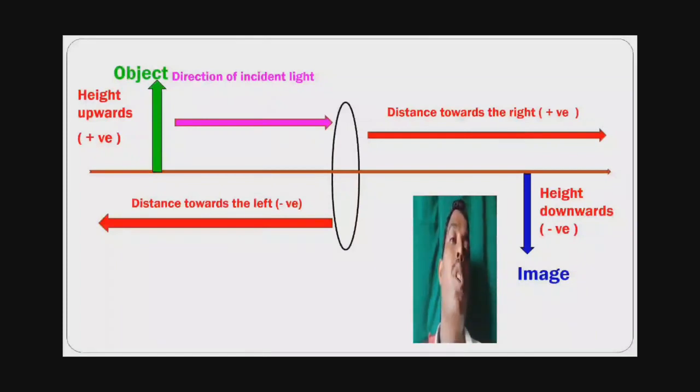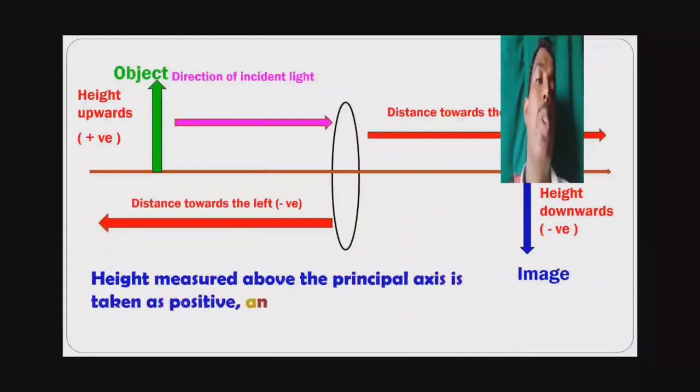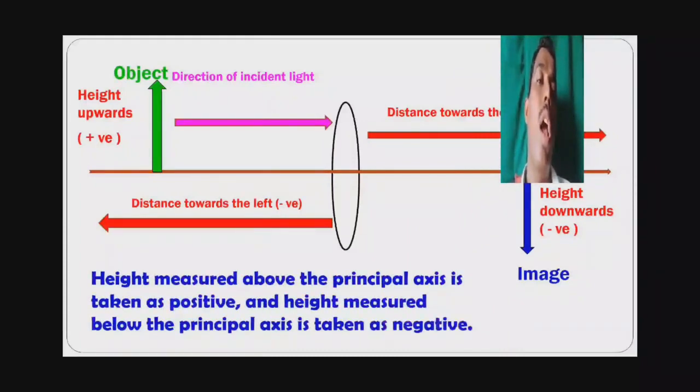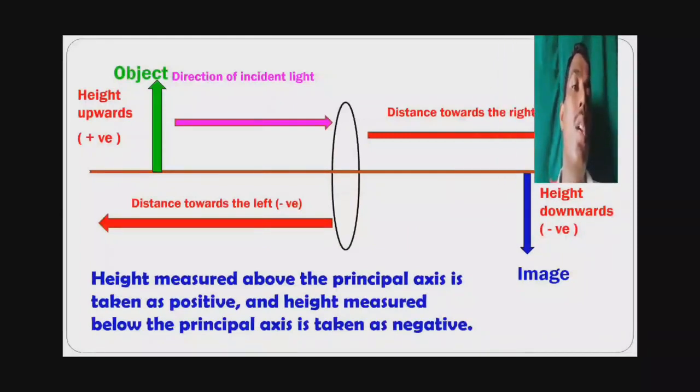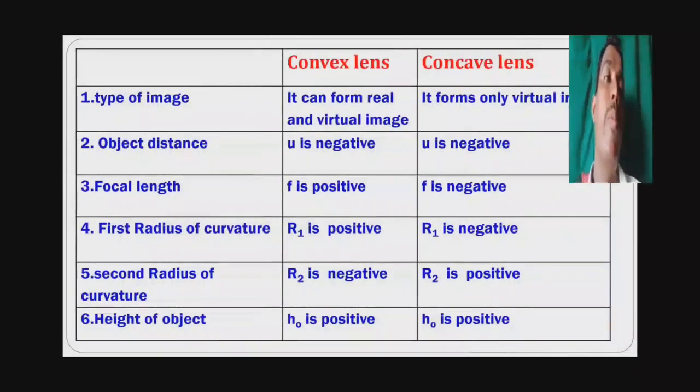Height measured above the principal axis is positive. Height upward to the principal axis is positive. Height downward to the principal axis is negative. Height measured above the principal axis is taken as positive and height measured below the principal axis is taken as negative. Here we can see the tabular form.